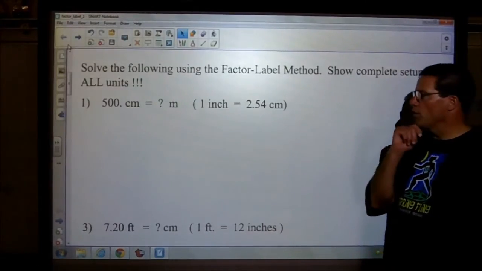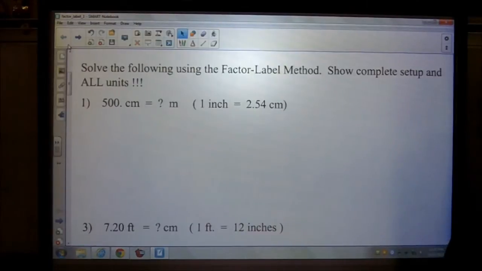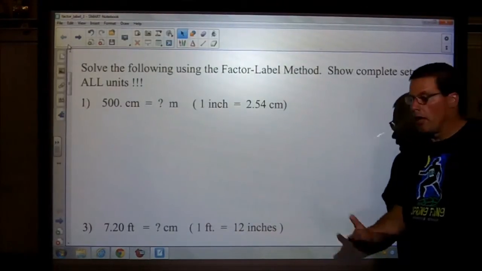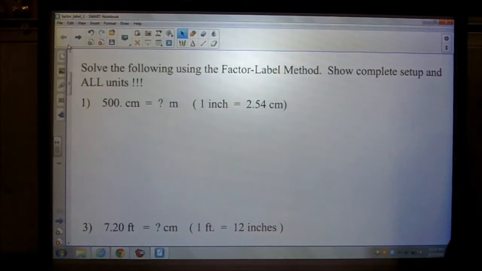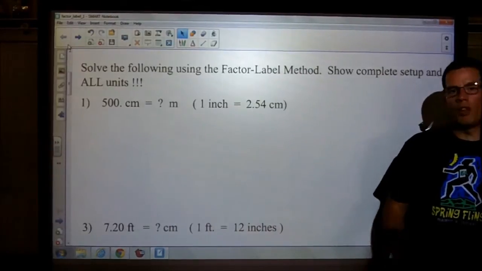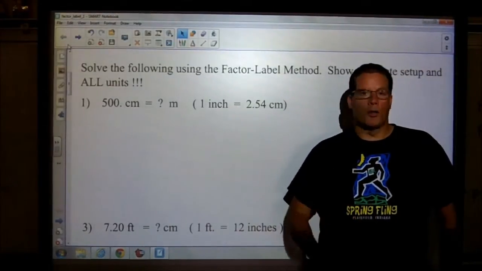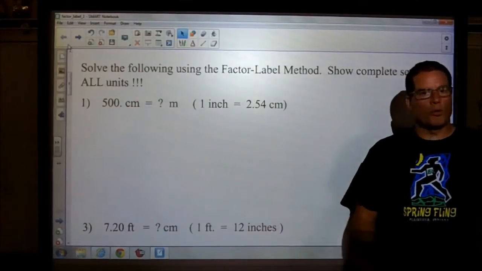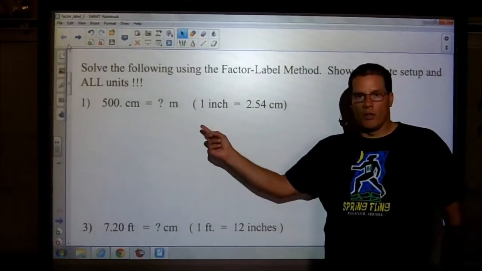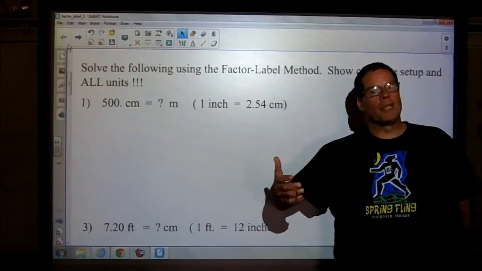The question says, solve the following using the factor label method, dimensional analysis. Show complete setup and all units. In other words, make sure you show all your work, all your units, all your steps. Don't use shortcuts. Use the conversions if they're given to you. Don't make up something that's close.